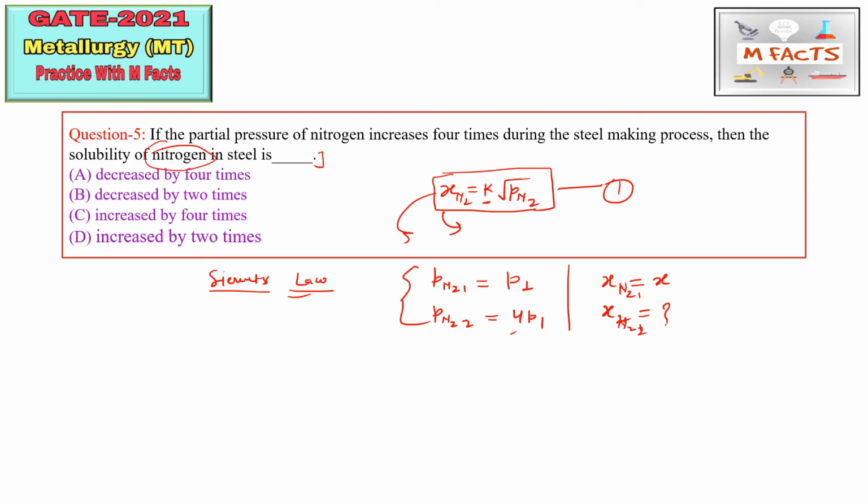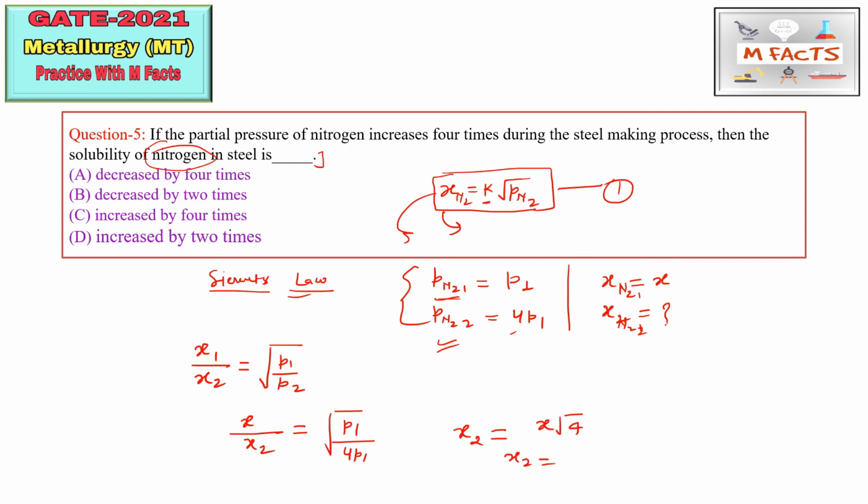Okay, so just to make it simple, x1 by x2 is equal to under root of P1 by P2. So what is the x1 value we have? X, and x2 we need to find. What is the P1 value we have? P1 is P1 and P2 is 4 P1. This is our P2 and this is our P1. From here we will find x2. So x2 will be equal to x under root of 4, that will be equal to 2x.